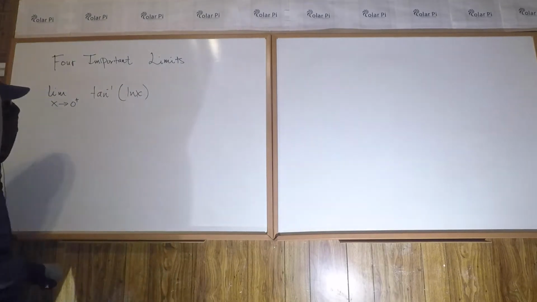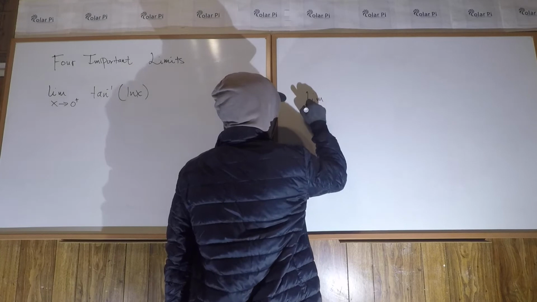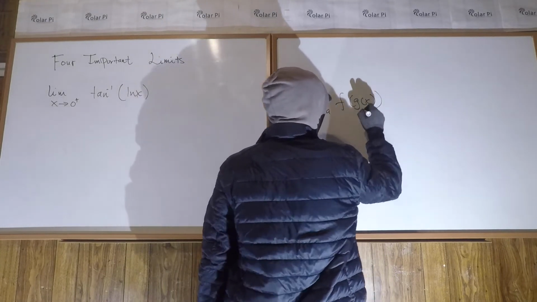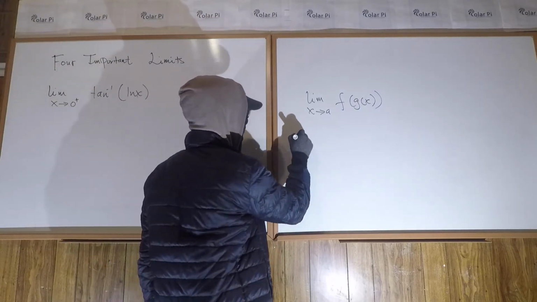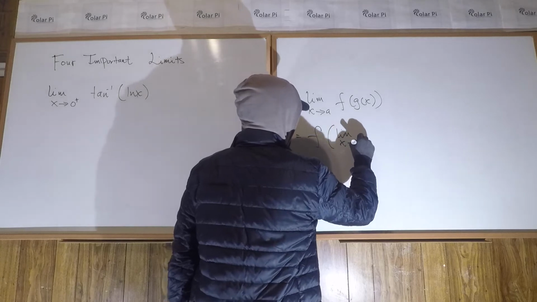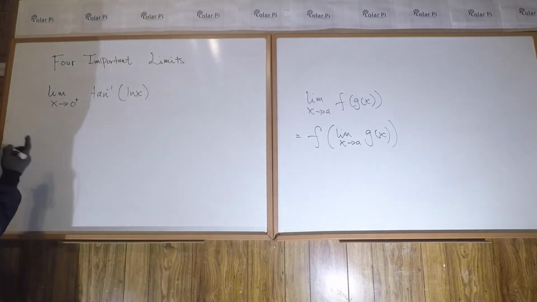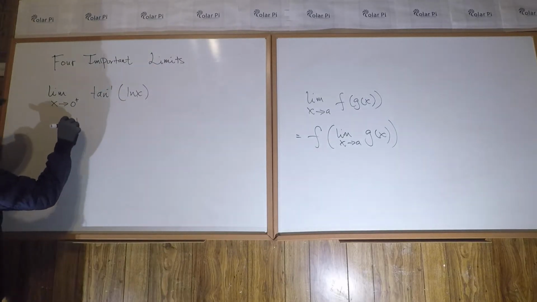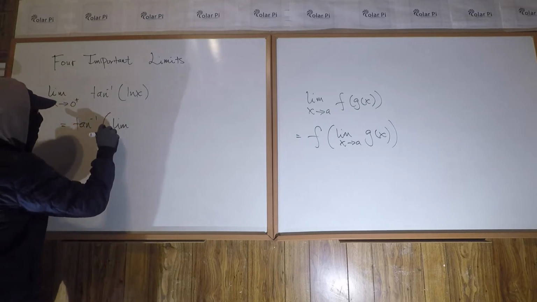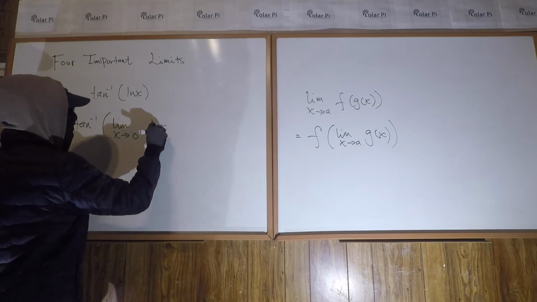So first, notice that we have this limit rule: the limit as x goes to a of f of g of x is the same as f of the limit as x goes to a of g of x. So applying that limit rule, we can write that this is tan inverse of the limit as x goes to 0 from the right of the natural log of x.